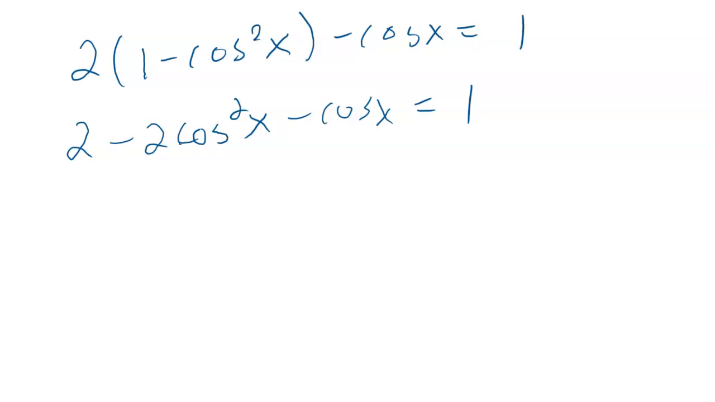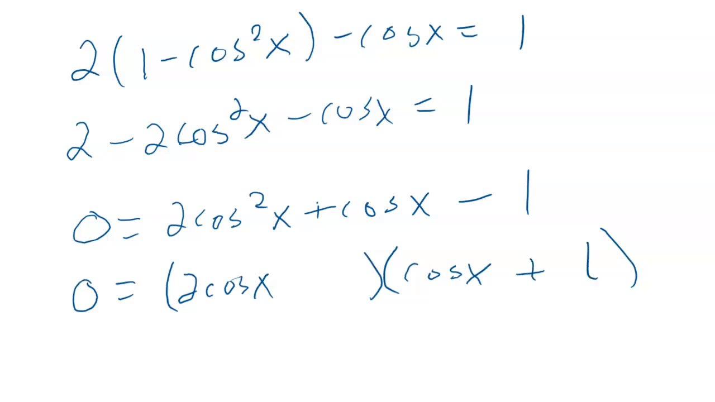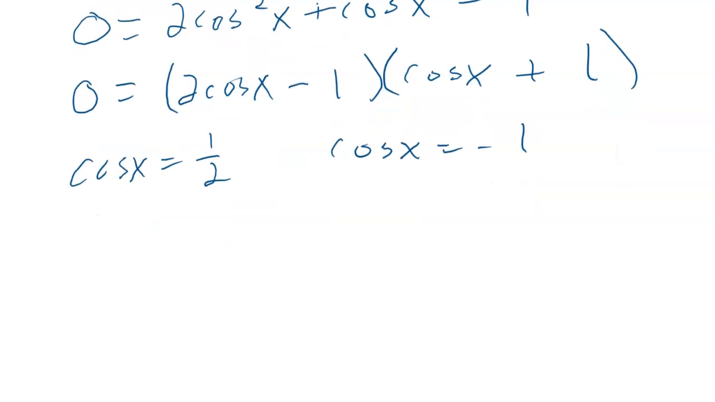Similar to the last problem, I'm going to move everything to the right. So I get 0 is equal to 2 cosine squared x plus cosine x minus 1. And then I'm going to factor and solve. I got 2 cosine of x, cosine of x. I need a positive 2, so this will give me a positive 2 and a minus 1. And then I have two answers here. Cosine of x is equal to 1/2, and cosine of x is equal to -1. What is cosine x equal to 1/2? That's going to be x is equal to pi over 3 in the first quadrant.